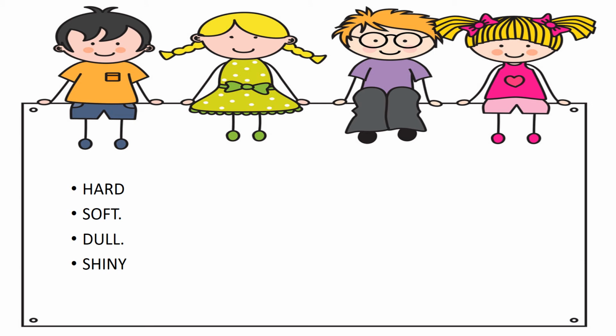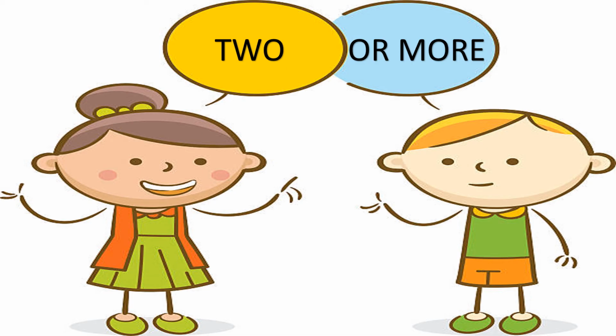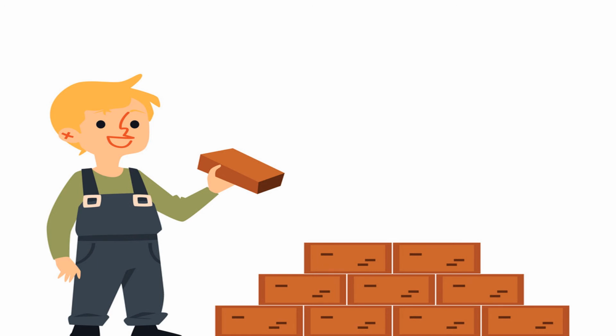Materials can be categorized into many groups, that is, hard, soft, dull, shiny. It can also be categorized into waterproof, light, heavy, weak, and strong. One material can be put into two or more categories. For example, like a brick, it can be put into categories of hard, it is also dull, heavy, and strong.